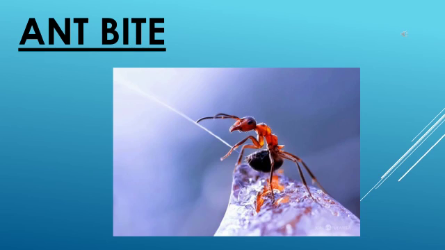I have said this when I was explaining the table, acid source, base source. There is acid present in ants called formic acid. So when an ant bites, it injects some formic acid into our skin. The effect of acid can be neutralized by rubbing moist baking soda, that is sodium hydrogen carbonate.